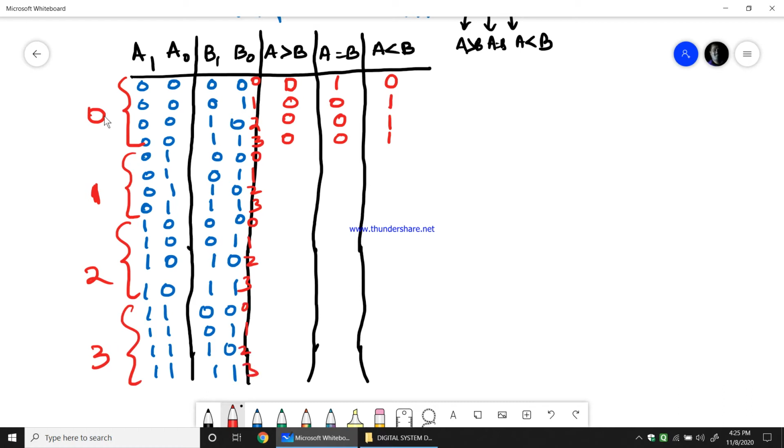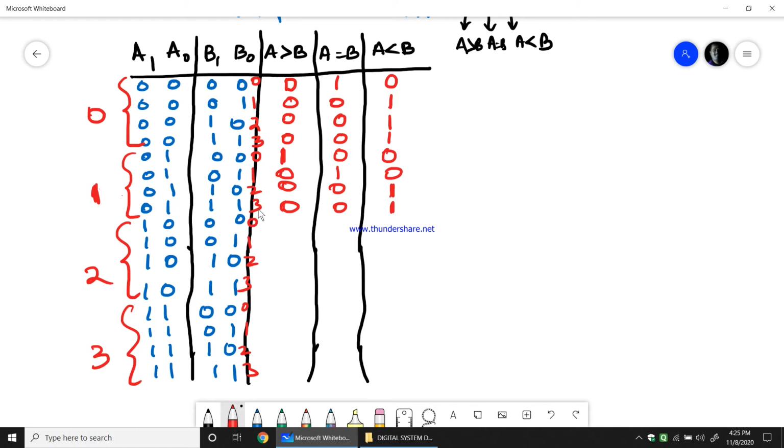So it means that 0 compared with 0 equals, so 1. 0 compared with 1, 0 compared with 2, 0 compared with 3 are all A less than B. Now 1 is compared with 0 1 2 3. 1 with 0 means A is greater than B. 1 with 1 means A equals B. 1 is less than 2, so therefore A is less than B. 3 is again A is less than B.